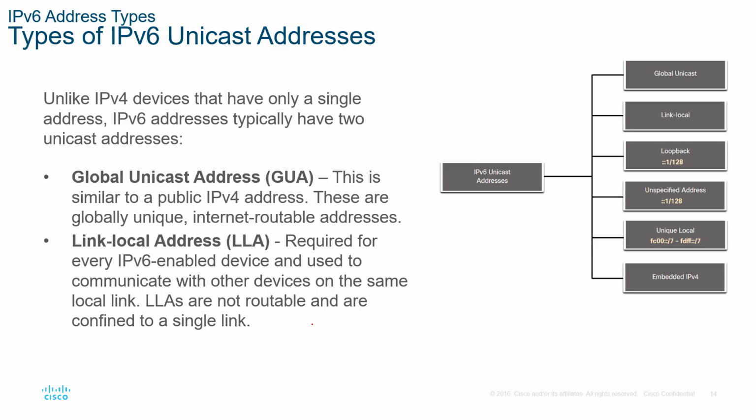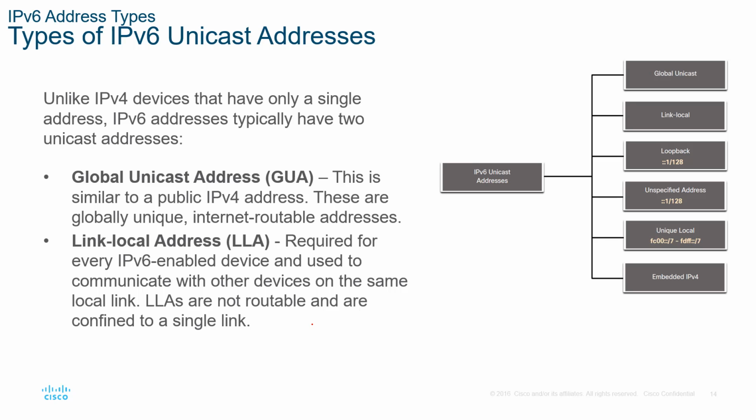So types of addresses. With an IPv6 unicast address, we have several special types of address. A global unicast address, GUA. We have a link local address, LLA. We have our traditional loopbacks, unspecified addresses, unique local addresses, and embedded IPv4 addresses. The two that we need to understand the most are global unicast addresses. This is most similar to IPv4 public addresses. They're unique and internet routable.